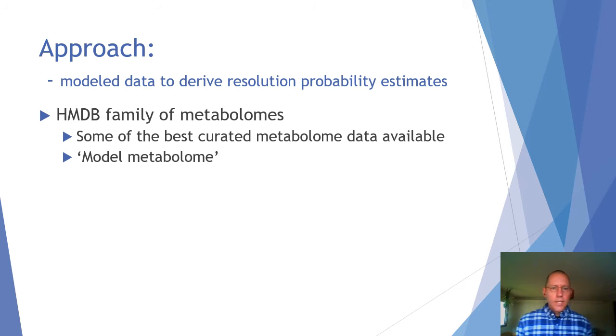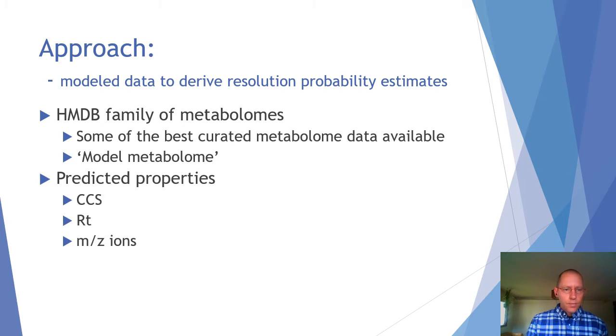So the approach we're going to take here to try to derive this big picture view is to use model data to derive resolution probability estimates. To do so, we will use the HMDB family of metabolomes. These are some of the best curated metabolome data available, and we have several of them to choose from. So these will be model metabolomes, so to speak.